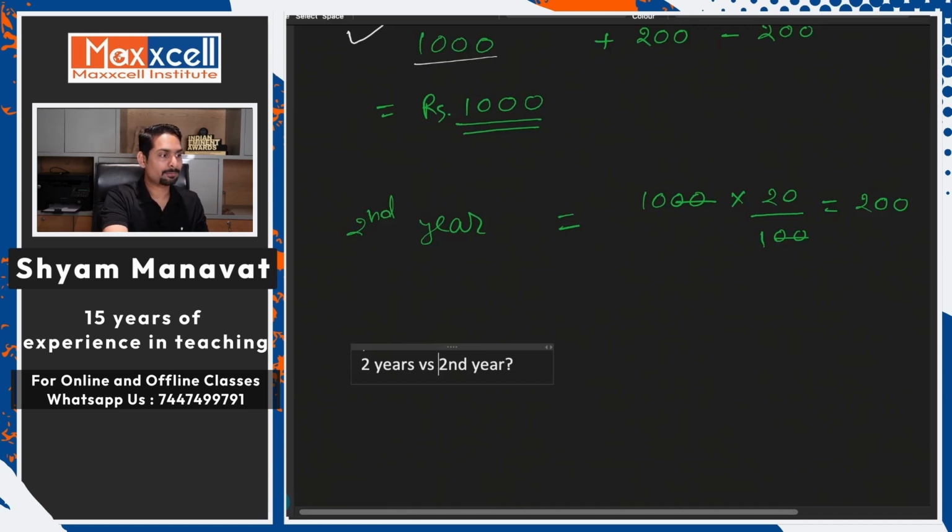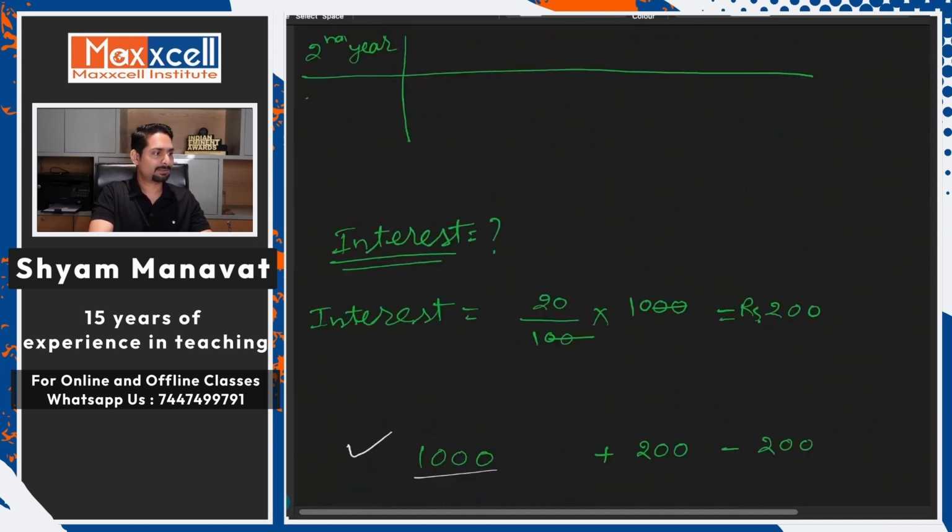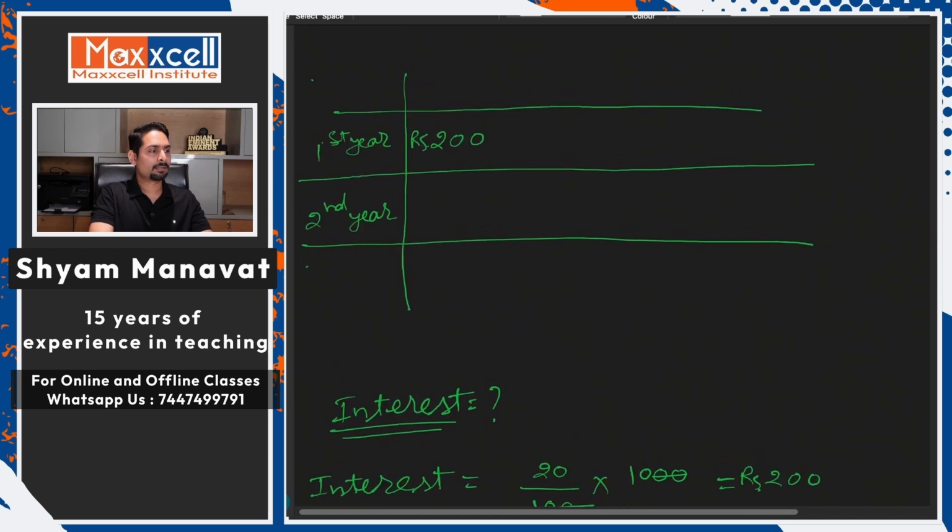So when I'm talking about second year here, I'm talking about that particular year. For that particular year, the bank is going to charge 20% on 1000, which is 200. So again, I will write in this table in second year. Let me say this is case 1. In the second year, the interest which I am earning is 200 rupees.